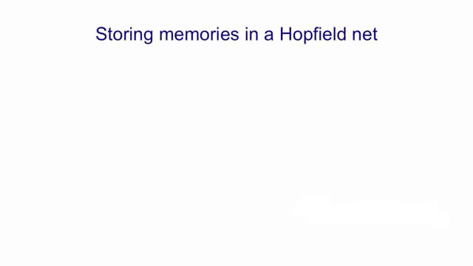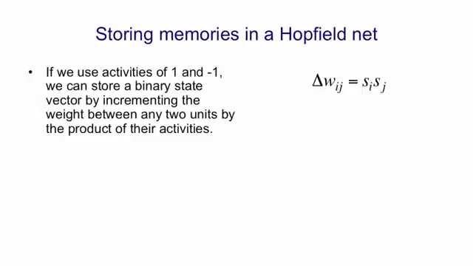The storage rule for memories in a Hopfield net is very simple. The idea is, if we use activities of 1 and -1, that we can store a binary state vector by just incrementing the weights between any two units by the product of their activities. So it's a very simple rule shown on the right.